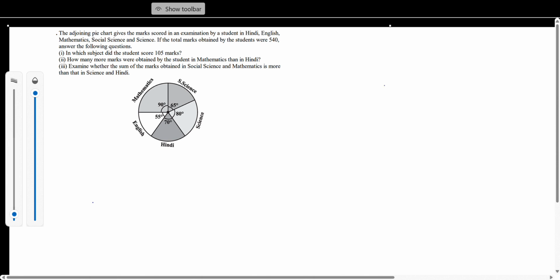In this question from data handling, let us see how to answer the questions from the given pie chart. So in statistics, column chart, line chart, pie charts are common. You may be asked to draw a pie chart with the given information, or a pie chart would be given and we have to interpret it correctly and answer the questions from the chart.